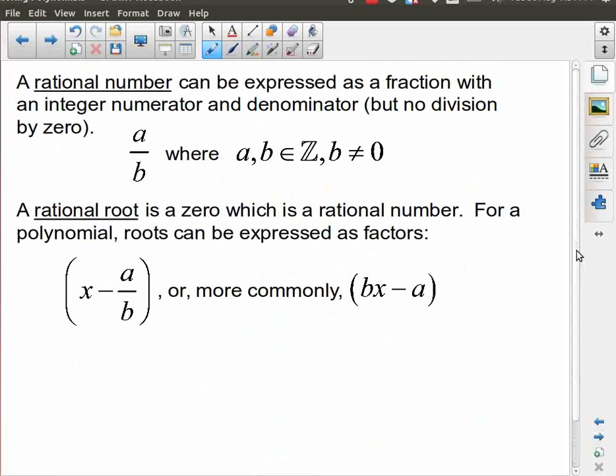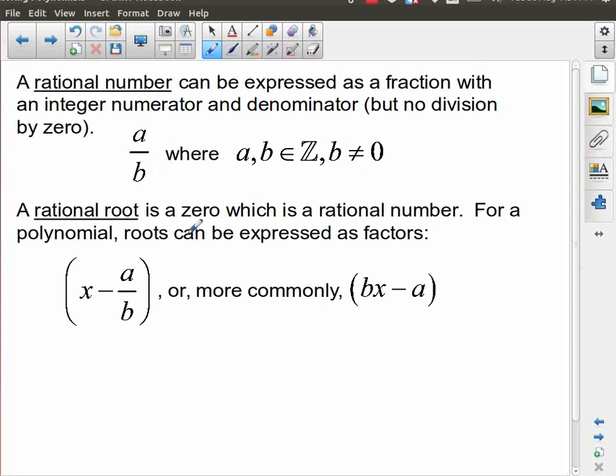Okay, now rational numbers. Nothing new here, it's just reminding you. When we talk about a rational number, it's something that's written as a fraction where both the numerator and denominator are integers. Typically, we only put our negatives in the numerator, at least after we're done simplifying, but technically both of them can be integers, and of course, no dividing by 0. So b cannot be 0.